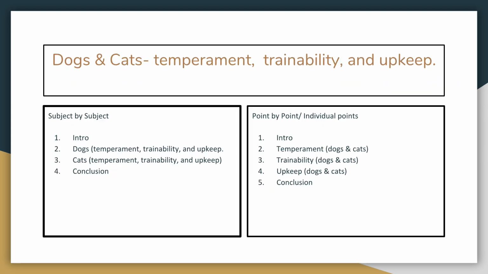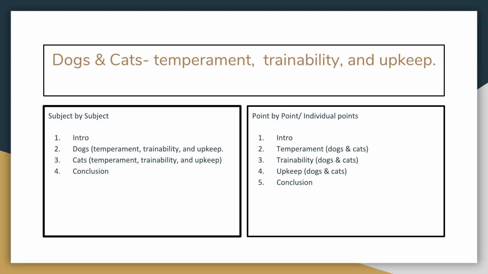So let's pretend our thesis sentence is dogs and cats. We are going to compare and contrast dogs and cats, and we are going to look at these three things about them: their temperament, their trainability, and upkeep.